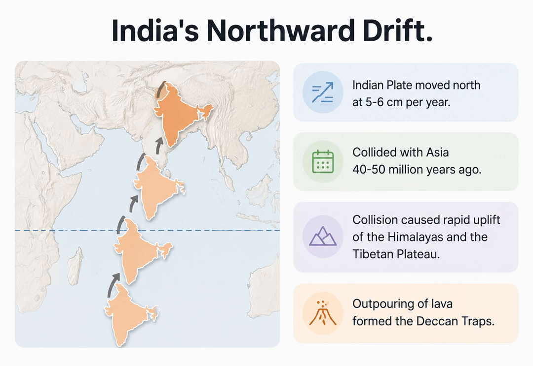India was once a large island off the coast of Australia, part of Gondwanaland. About 200 million years ago, it began a massive northward journey, moving at a rapid pace of 5 to 6 centimeters per year. Around 40 to 50 million years ago, India slammed into the Eurasian plate. This violent collision squeezed the Tethys Sea out of existence, folded its sediments into the Himalayas, and thrust up the Tibetan Plateau. During this journey, massive volcanic eruptions also formed India's Deccan Traps.